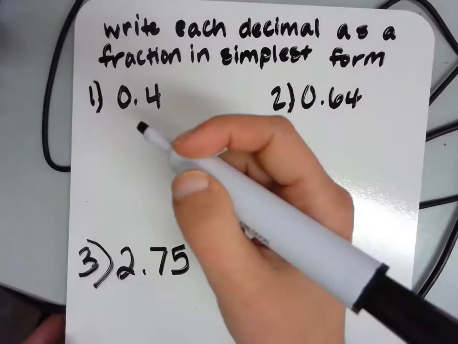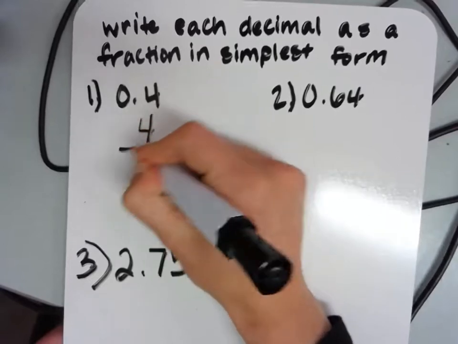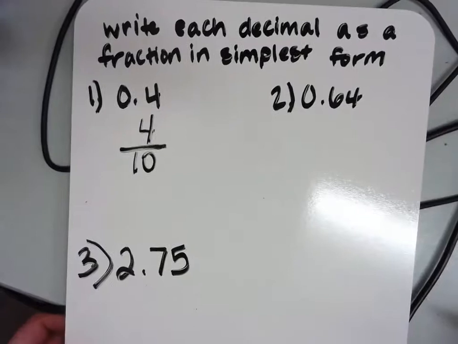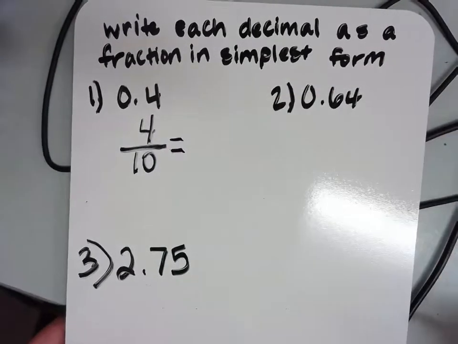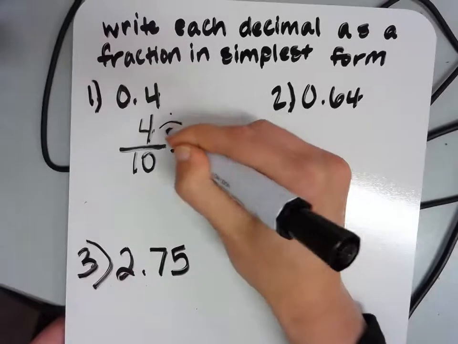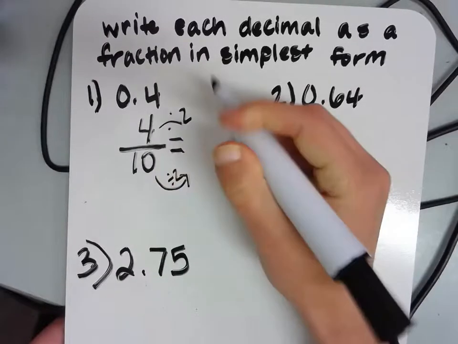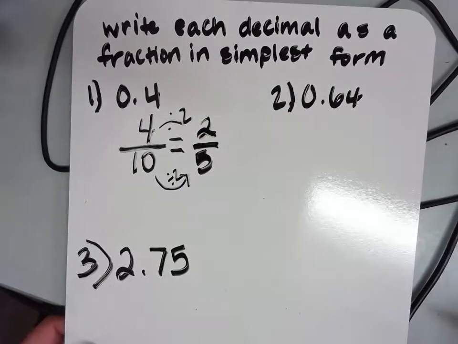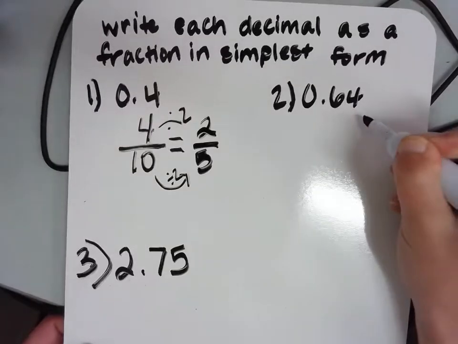So I said 4/10ths, so I'm going to write that just like it sounds as a fraction, 4/10ths. Now that's not the simplest form, because I know the GCF of 4 and 10 is 2. So I can divide each of these by 2, and I get 2/5. Now that one's done.